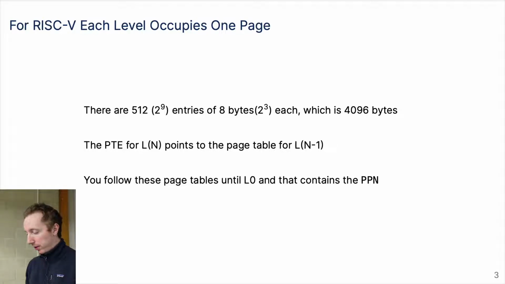Make sense for everyone? So then the page table entry, if you're in Ln, it just points to the next lower level page table, Ln minus 1, until you eventually get to L0, and then that's your translation. And we'll see an example of that. So you just keep on following them down the levels until L0, and then that's your translation there.